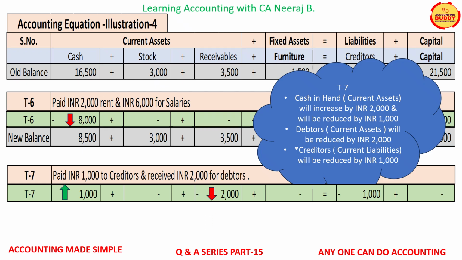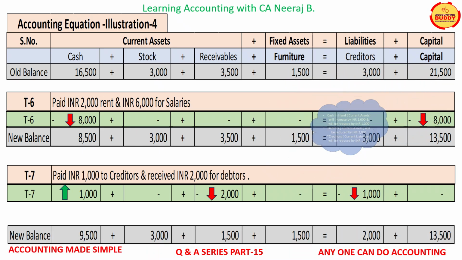Further, debtors, which is an asset, will be reduced by 2000 and the creditors on the liability side will be reduced by 1000 as the cash has reduced the outstanding balance of the creditors.